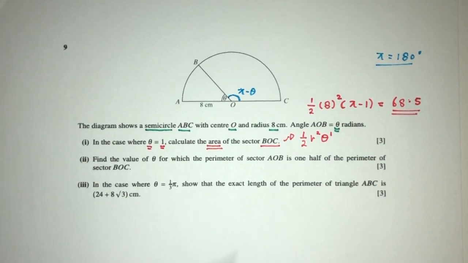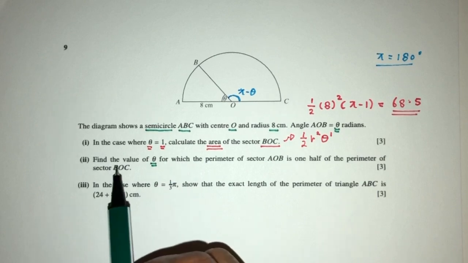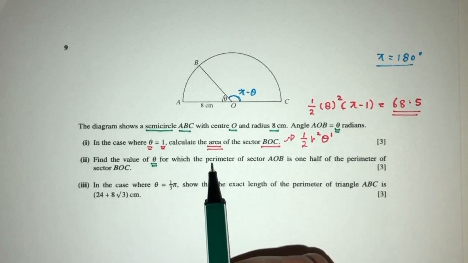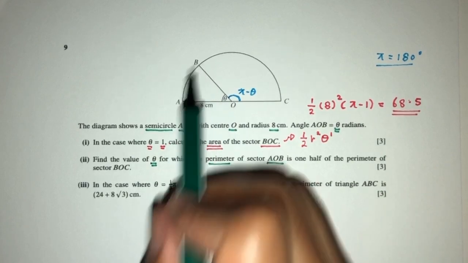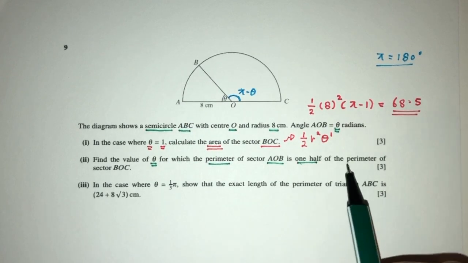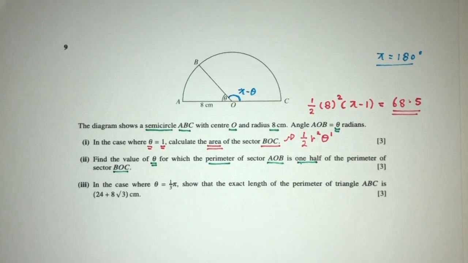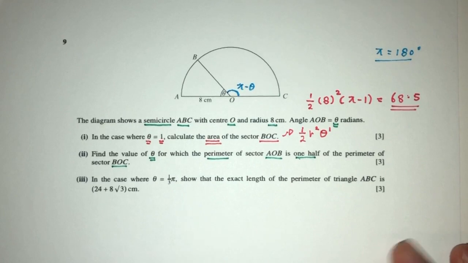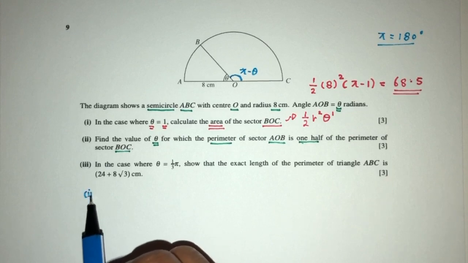Now for part 2 of the question, we have to find the value of theta for which the perimeter of the sector AOB is half the perimeter of sector BOC. Now we don't know the value of theta. We have to find this one by one. So let's see how we can find this. Let's first write down the equation that we are given.